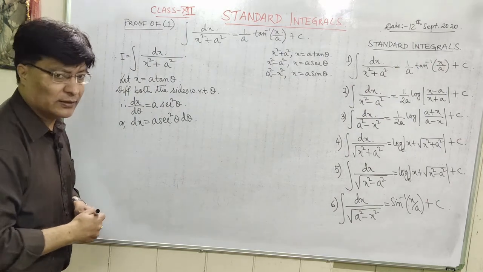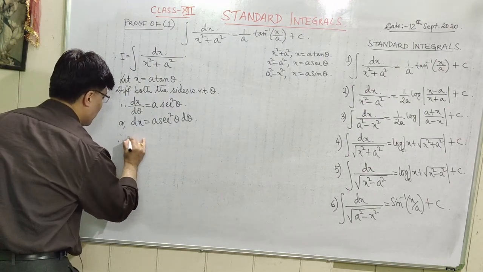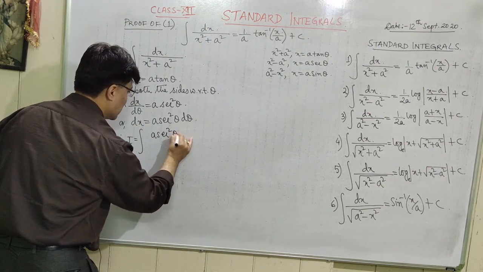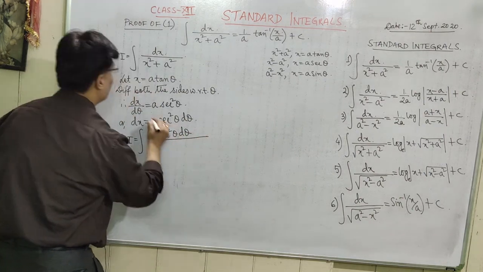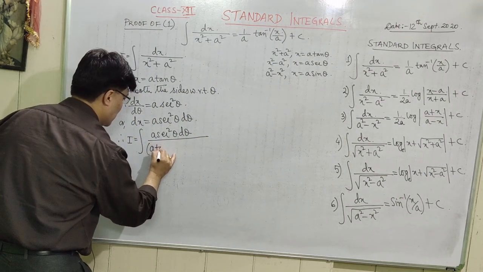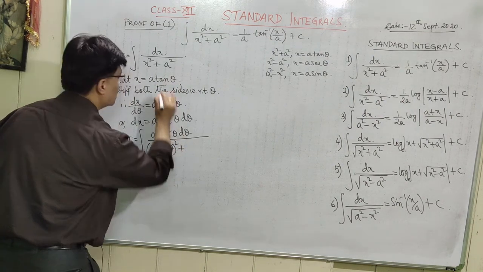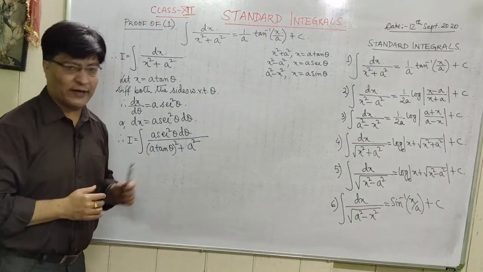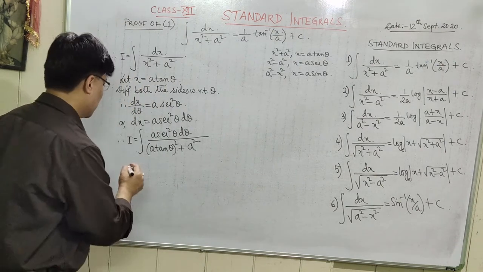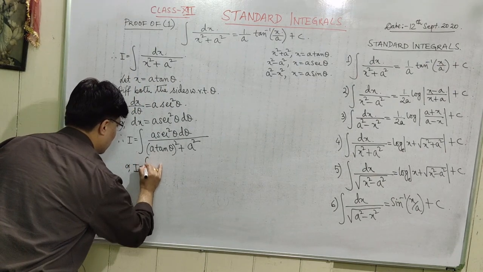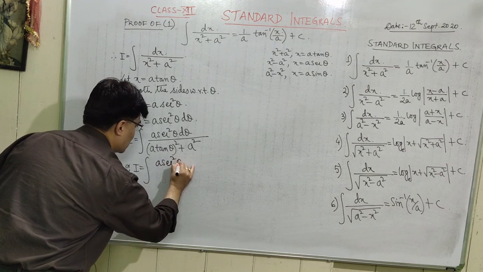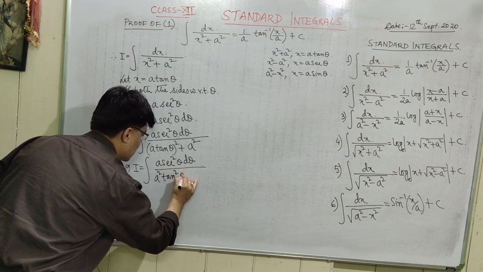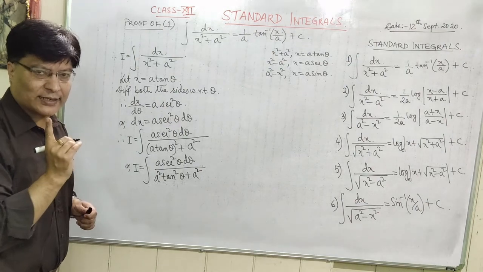So let us put the value here in I. So therefore I is equal to integration of, what is dx? It is a sec square theta d theta divided by, what is x square? a tan theta whole square plus a square. Is that clear? So now you have to simplify it. So let us simplify the denominator now. I is equal to integration of a sec square theta d theta divided by a square tan square theta plus a square. Is that clear now?